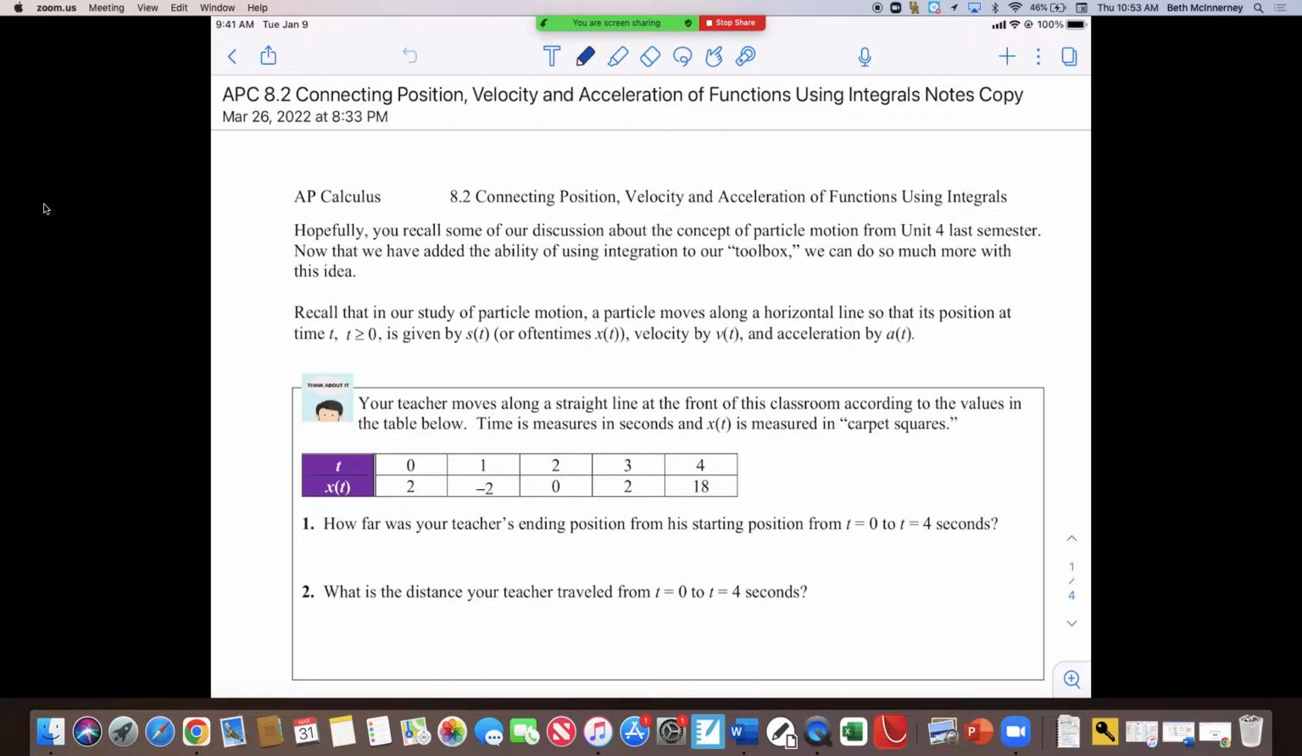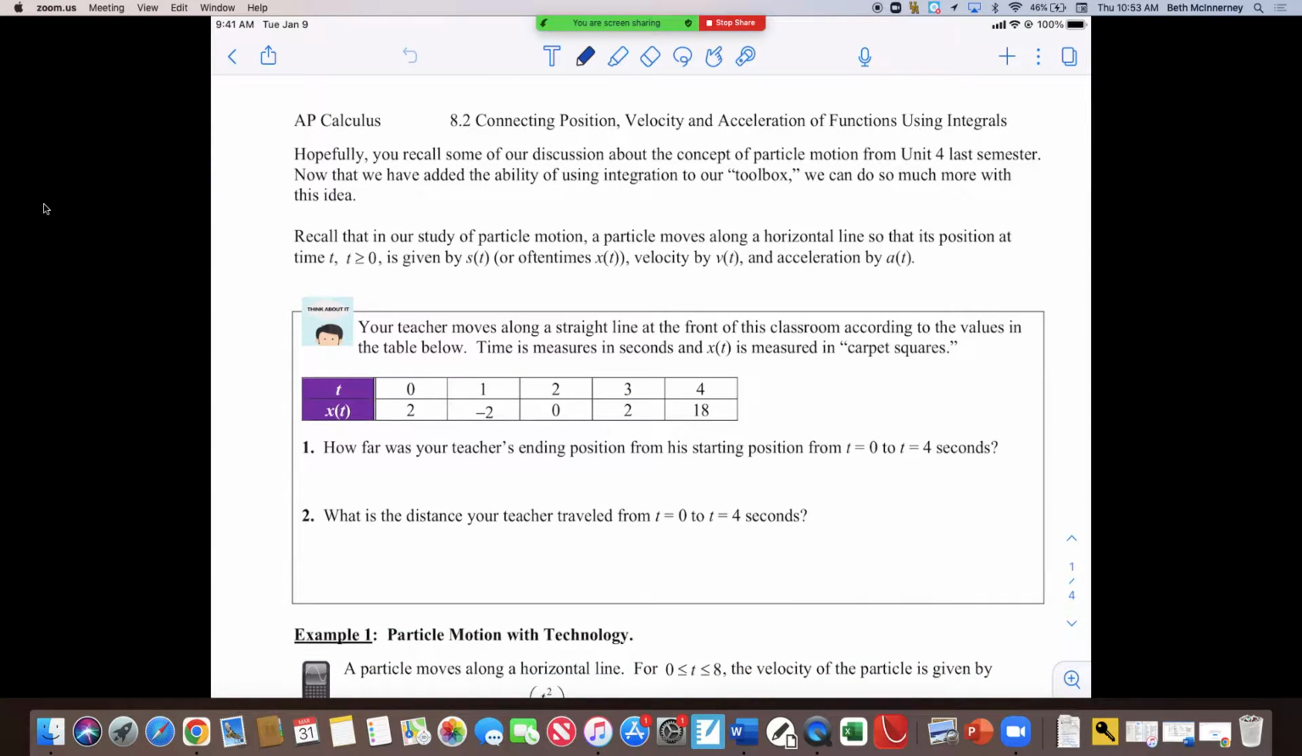Hopefully you recall some of our discussion about the concept of particle motion from Unit 4. Now that we have added the ability of using integration to our toolbox, we can do so much more with this idea. Recall that in our study of particle motion, a particle moves along a horizontal line so that its position at time t, where t is greater than or equal to 0, is given by s of t, or also oftentimes x of t. Velocity is v of t, and acceleration is a of t.